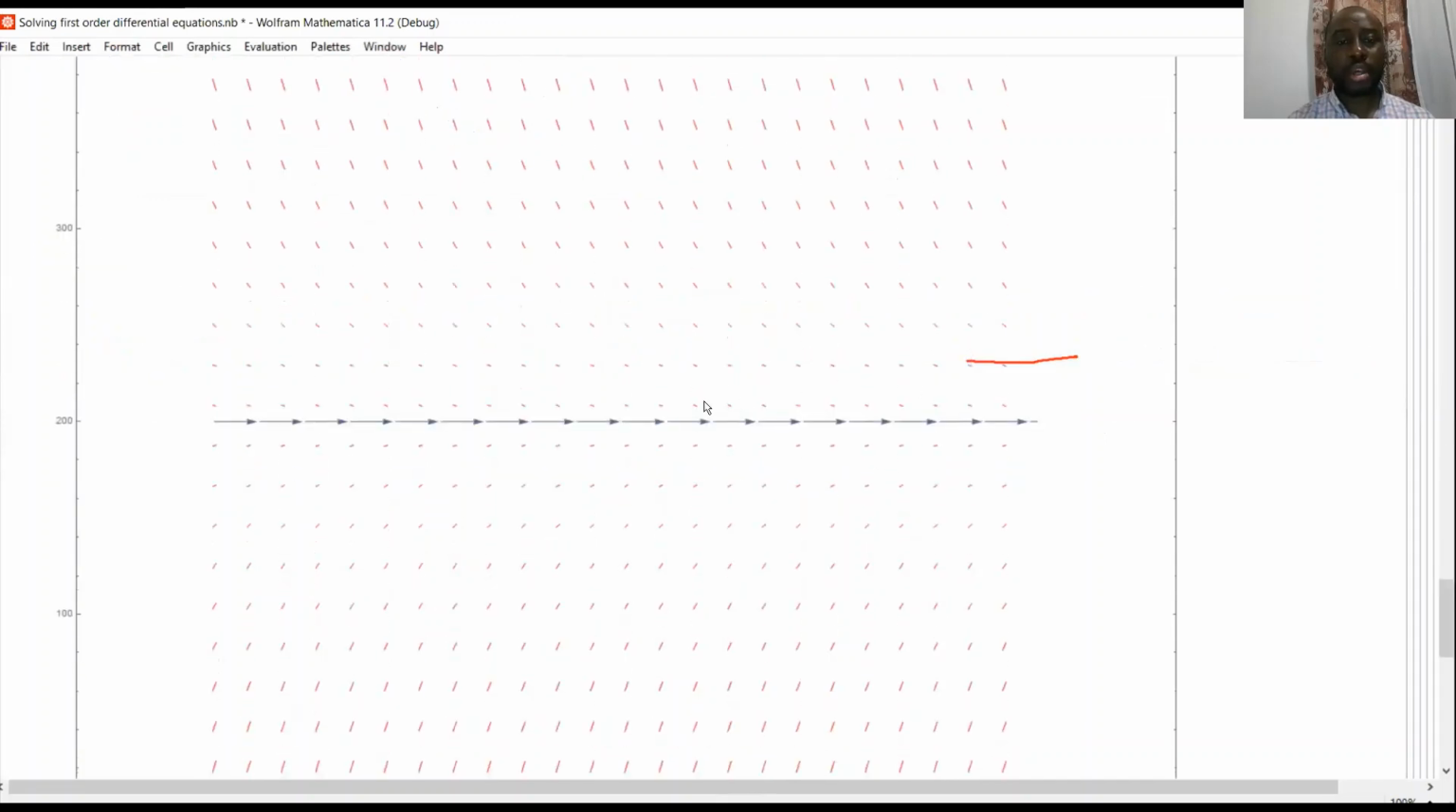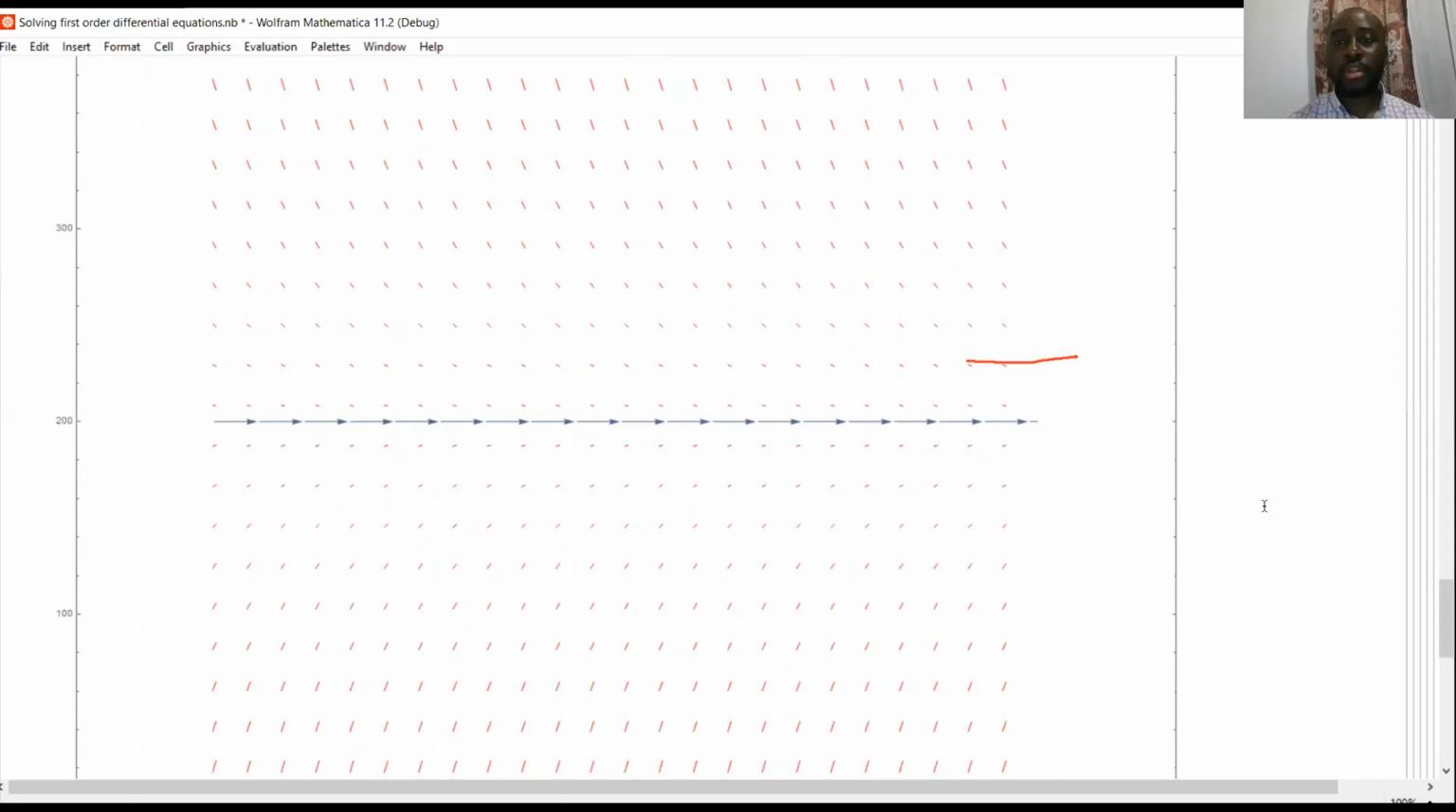Okay. Now, if I visualize that, just taking 200 feet per second, this is my solution curve. Notice that my solution curve is a straight line, which means that if I throw my ball from the helicopter at 200 feet per second, it stays at 200 feet per second until it hits the ground.